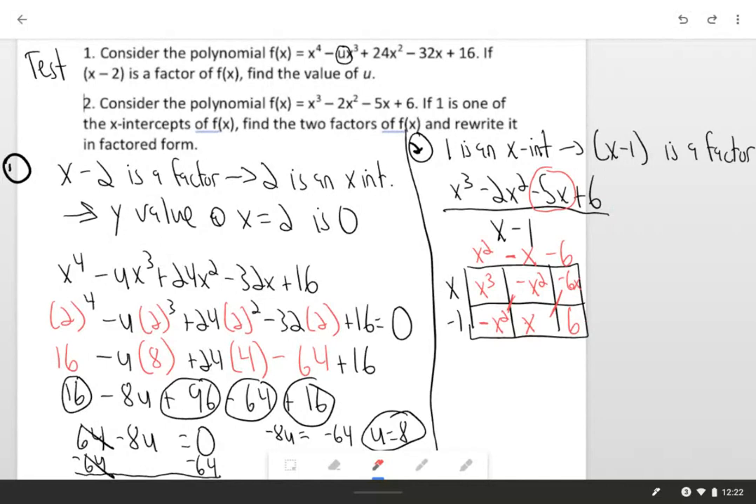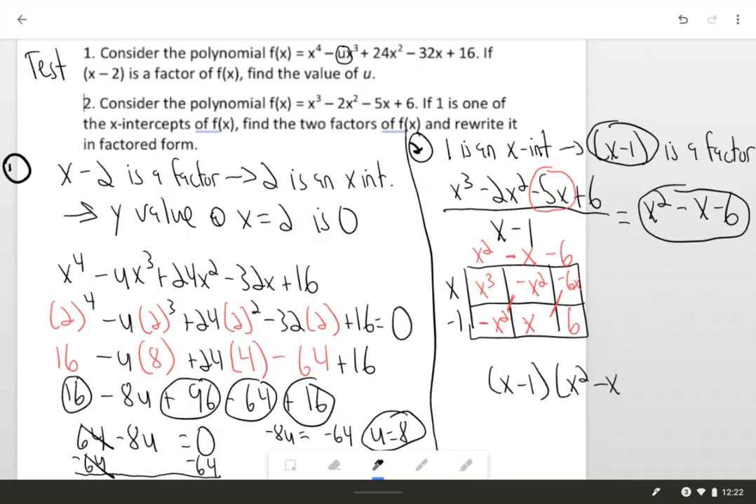So the first factor was x minus 1. Our second factor is x squared minus x minus 6. So find the two factors of f of x. The two factors are x minus 1 and x squared minus x minus 6. Okay, those are the two factors. The second part of the question says rewrite it in factored form. So the factored form is just going to be x minus 1 and x squared minus x minus 6. That right here, that is the factored form.